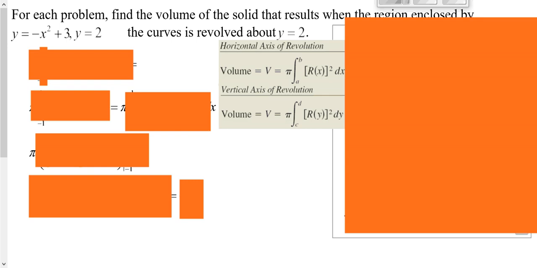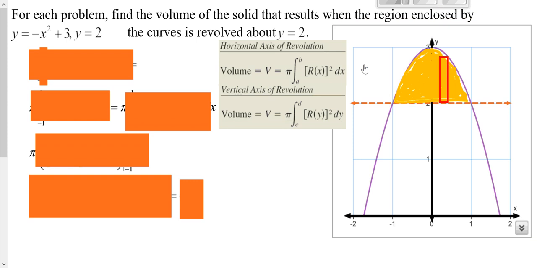One more problem here for you. We want to go ahead and graph our parabola, and we have y is equal to 2. And we're revolving around y is equal to 2. So we have a full parabola, and we have our y is equal to 2 that we are revolving around. So there's only 2 things that are bounding our shaded region, which is our curve and our horizontal line. And then we're revolving around this line right here.